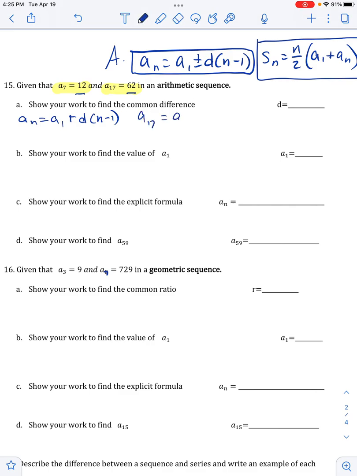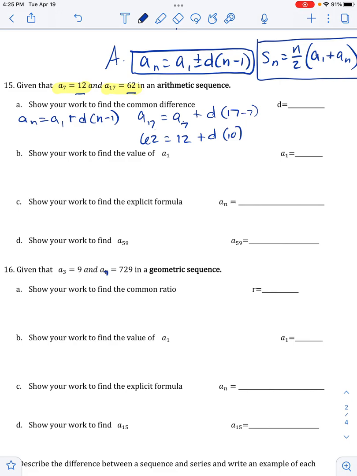All right, so I know A17 and I know A7. I know I'll be adding a common difference, 17 minus 7 times, because you're looking at the space between them. So to get from the 7th, world's worst arrow, to the 17th, I would need to use the common difference 10 times. Alrighty, so now let's put some numbers in that we know. We know the 17th term is 62 because it says so. We know the 7th term is 12. We do not know the common difference, but we're smart enough to know that 17 minus 7 is 10.